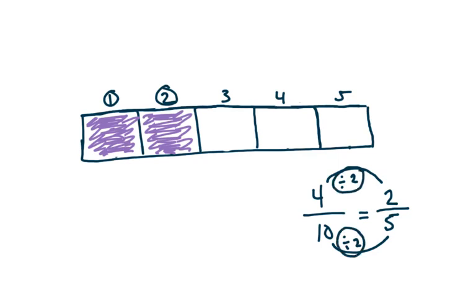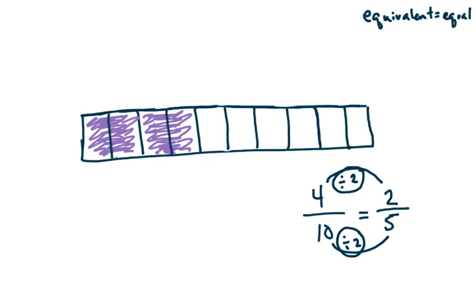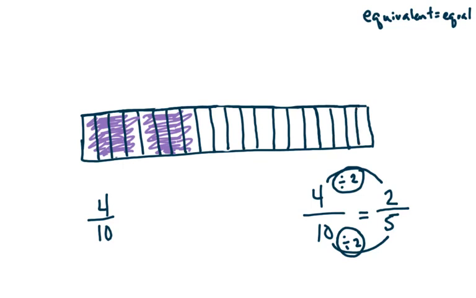Now, in order to keep things equivalent, I have to keep things equal, which means whatever I do to the top, I also have to do to the bottom. I'm going to go ahead and pause right here and get us back to our original picture. Okay, back to our original picture of that 4 tenths. This time, instead of taking lines out, I'm going to add extra lines. So I'm going to go between each box and I'm going to add a line. Again, not changing how much I've colored, not changing how big each piece is. I'm just splitting them again in another piece.